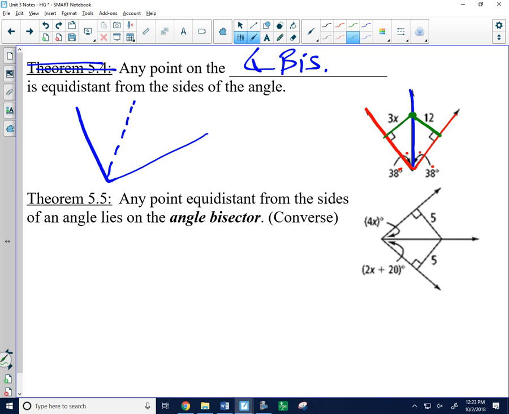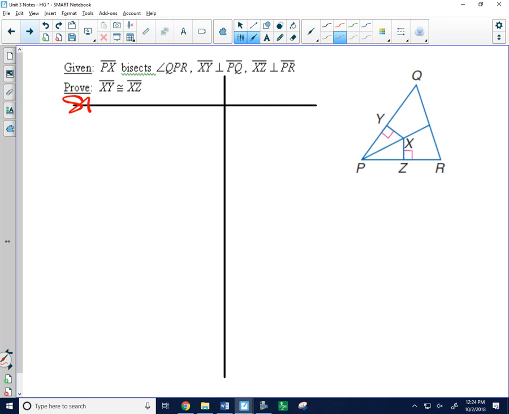And do you notice it has to be a perpendicular distance to the sides? The converse is also true. So if you're like, well, is this an angle bisector? Well, if you choose this point, and there to there, they're both 5, then yes, that would be an angle bisector. All right, we're going to prove this one right below here.